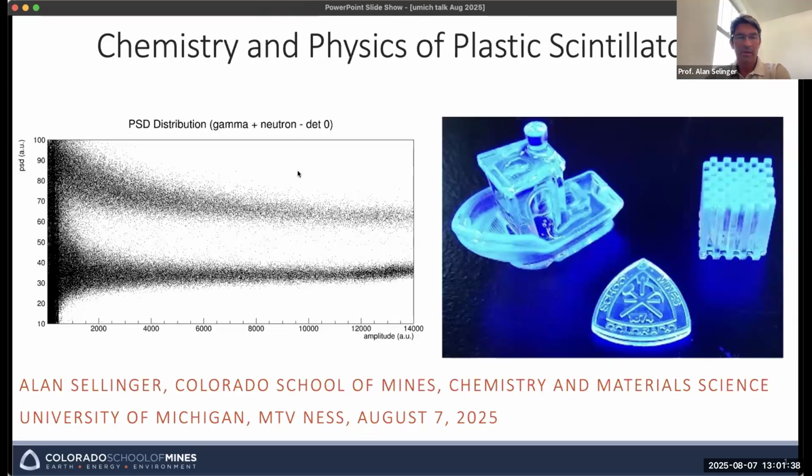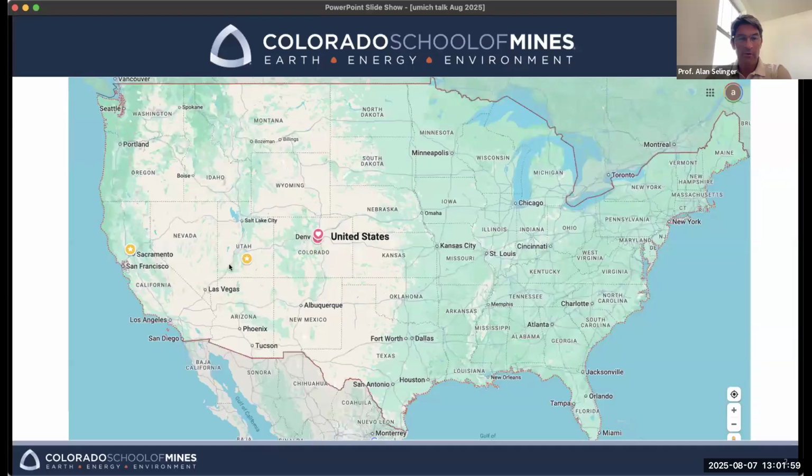And on the left is a trace of a PSD, a pulse shape discrimination plot of one of our recent organic glass scintillators that shows the separation of neutrons and gamma lobes, that hopefully I will be able to get to today.